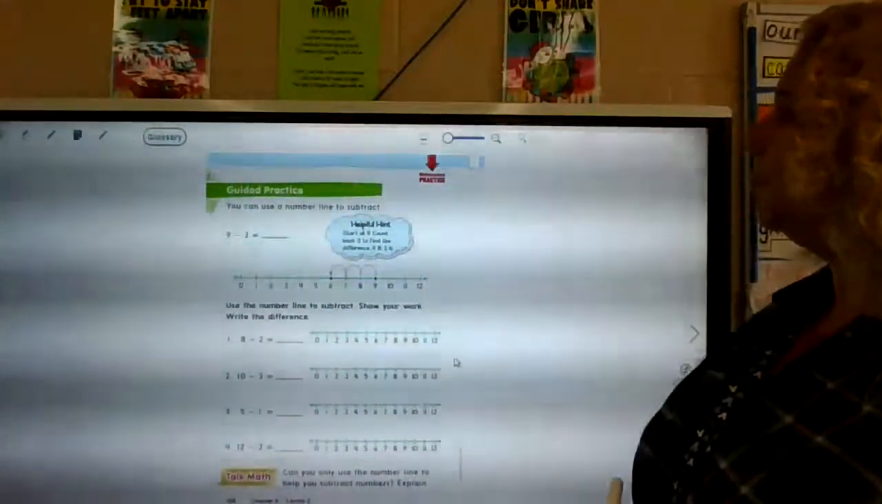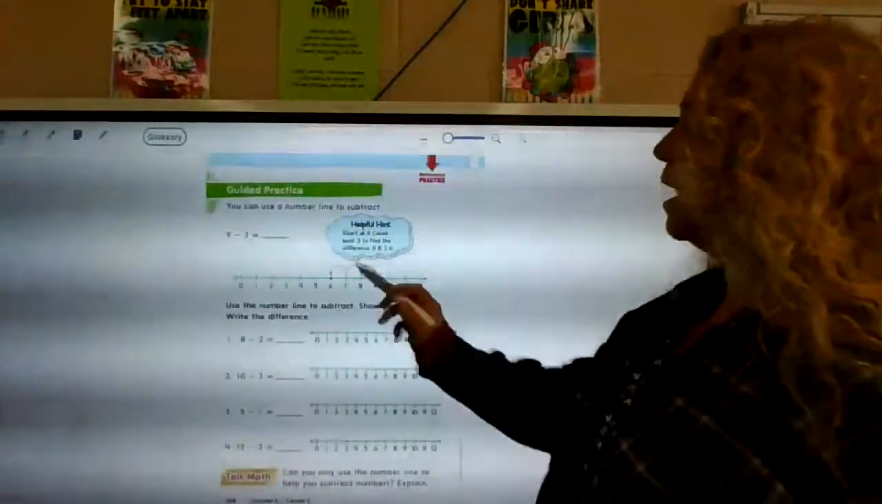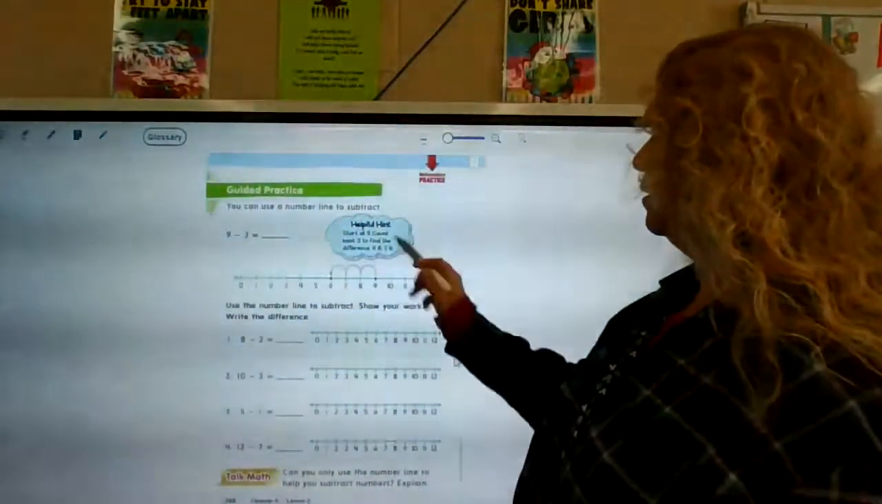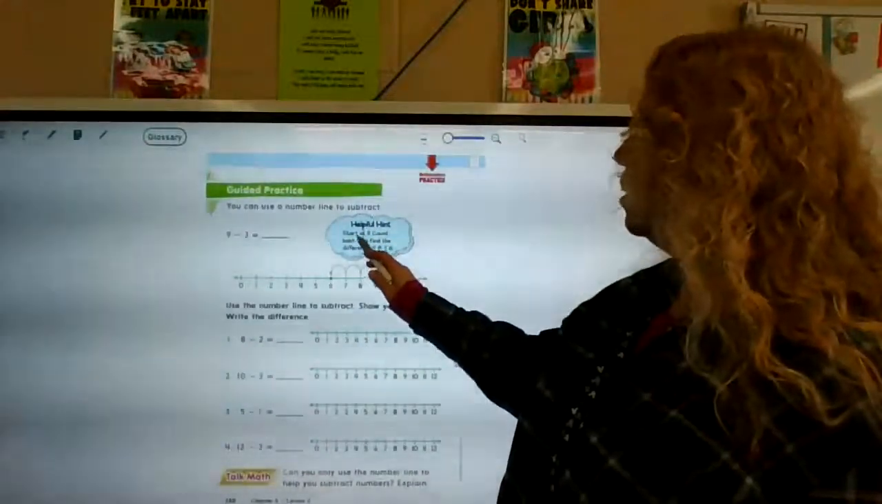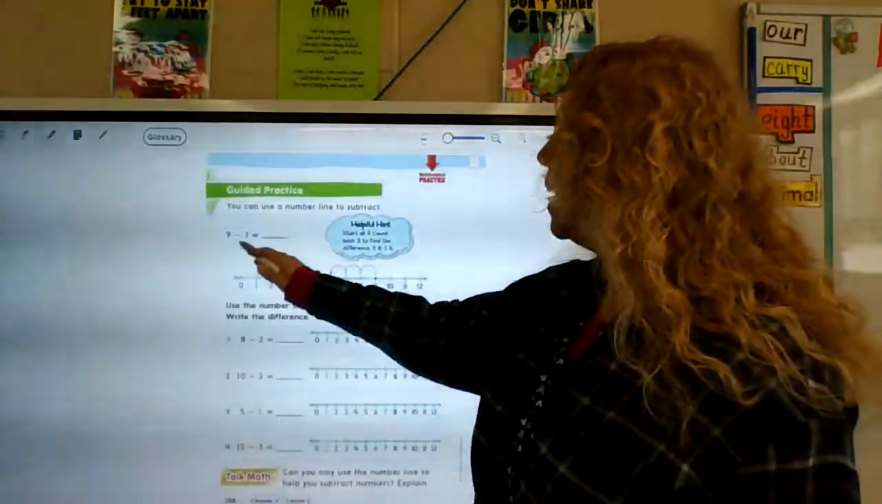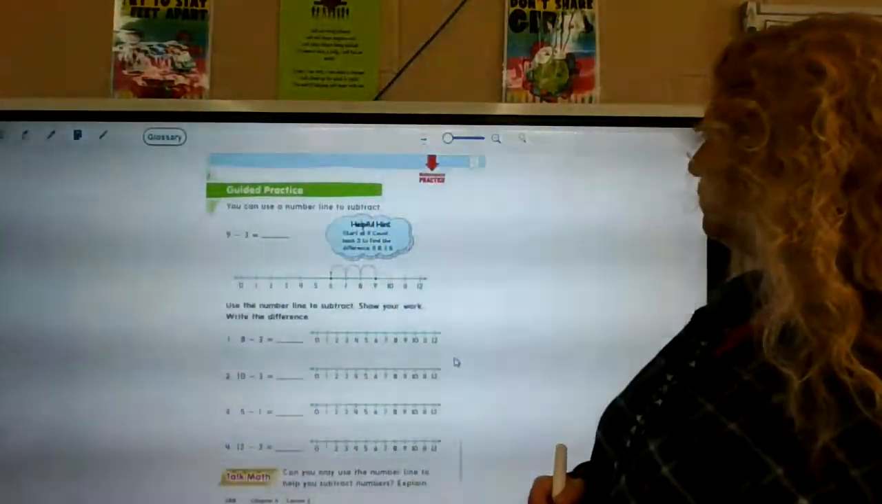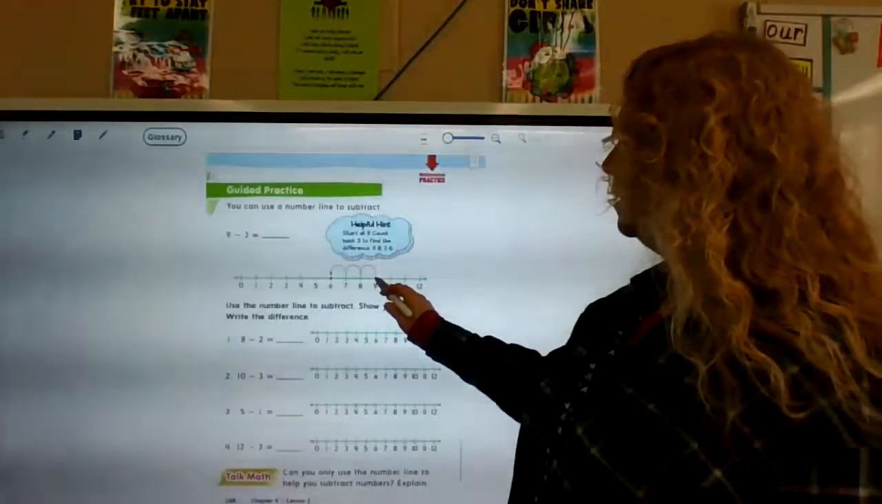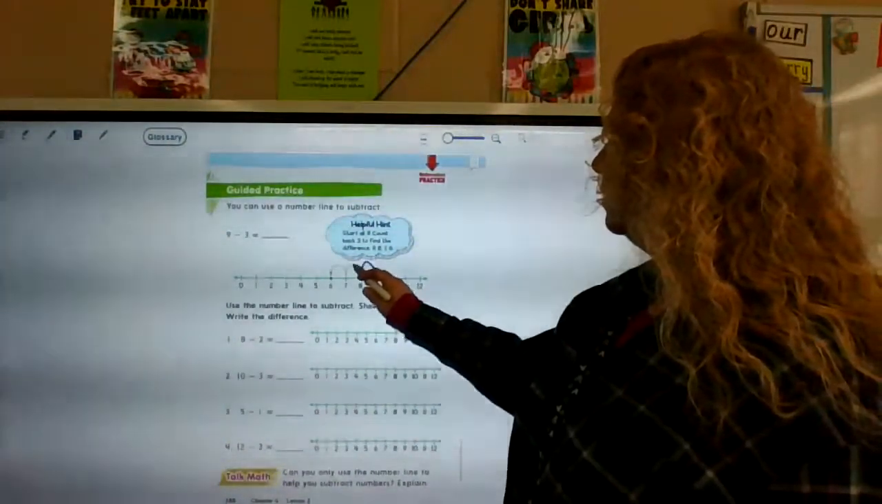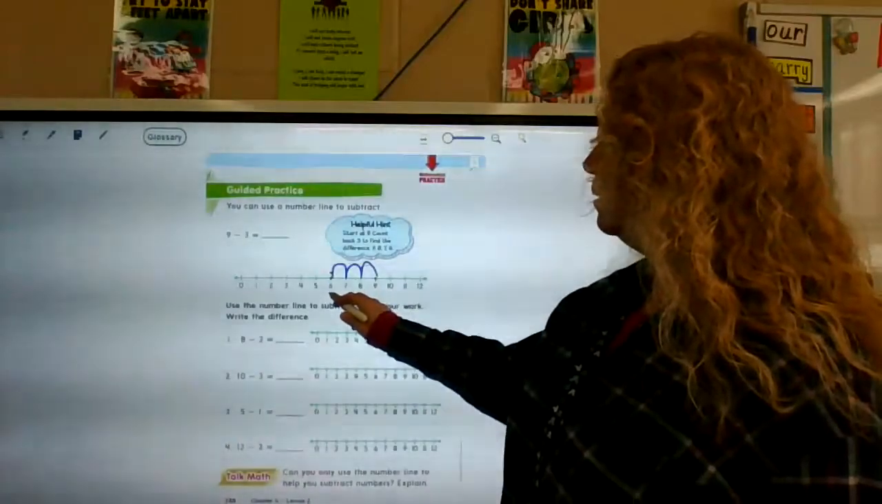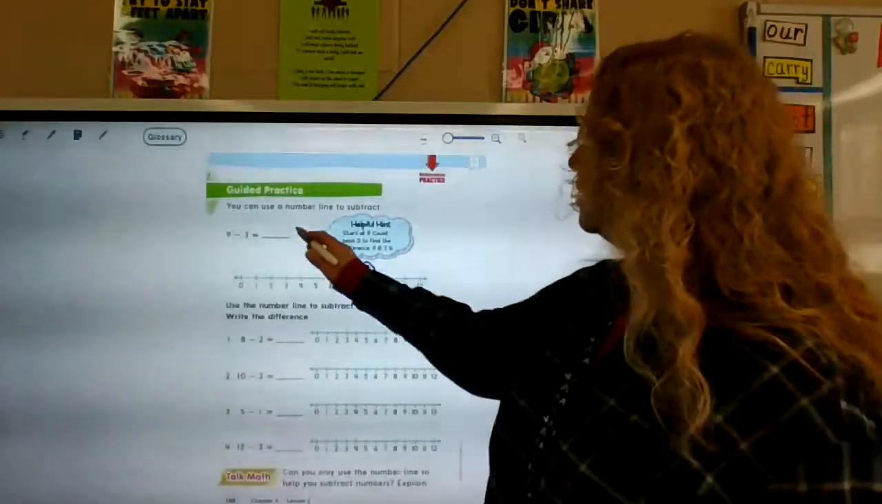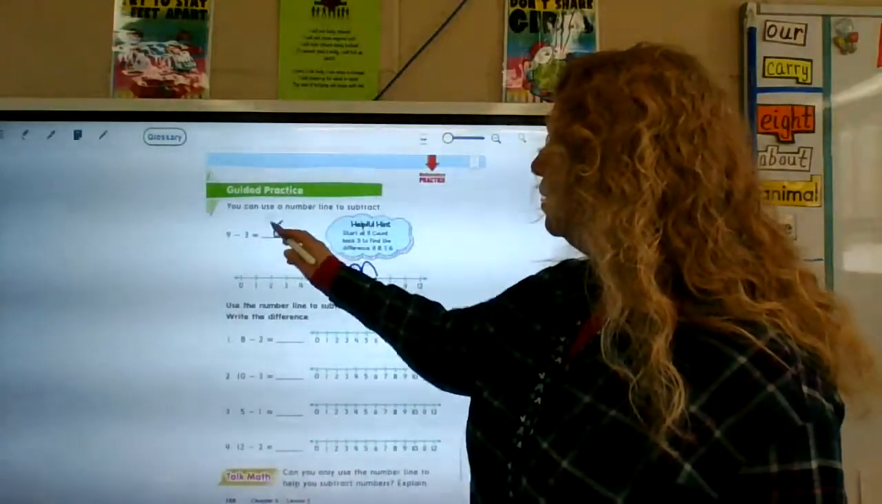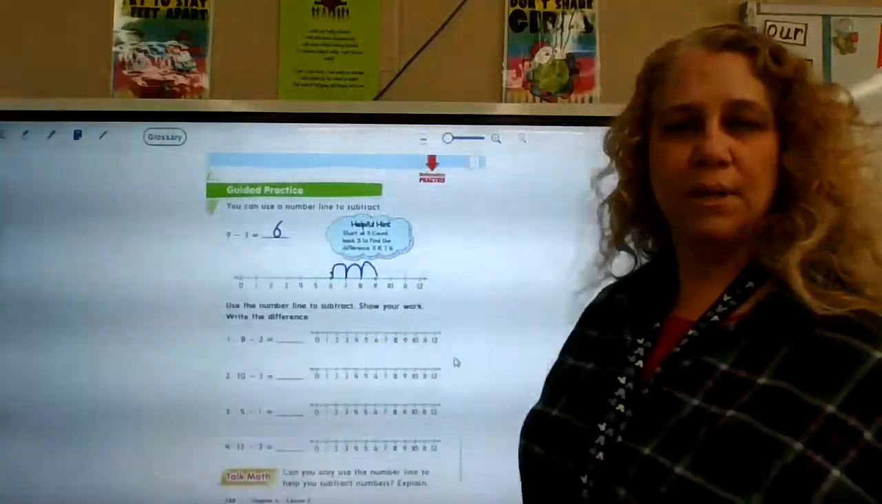Okay, you can use a number line to subtract. 9 minus 3. Helpful hint: start at 9, count back 3 to find the difference. So you start at 9, 1, 2, 3. The answer is 6. You're going to trace this and you're going to trace the hops.